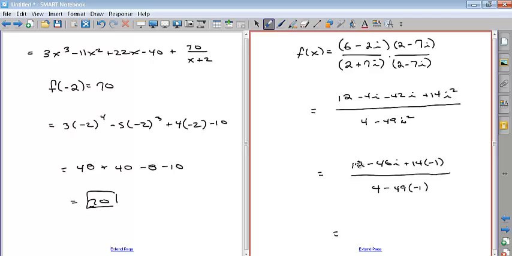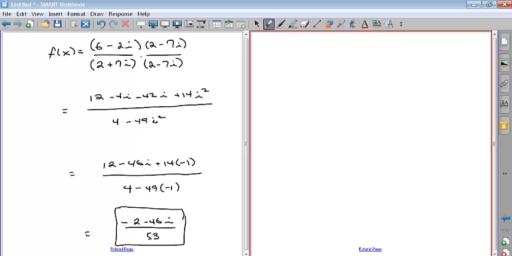So finally, in the numerator I have 12 minus 14, which is negative 2. So I get negative 2 minus 46i divided by 4 plus 49, which is 53. And that's the answer. So that's how you take a complex number that is a quotient and make it into standard form.